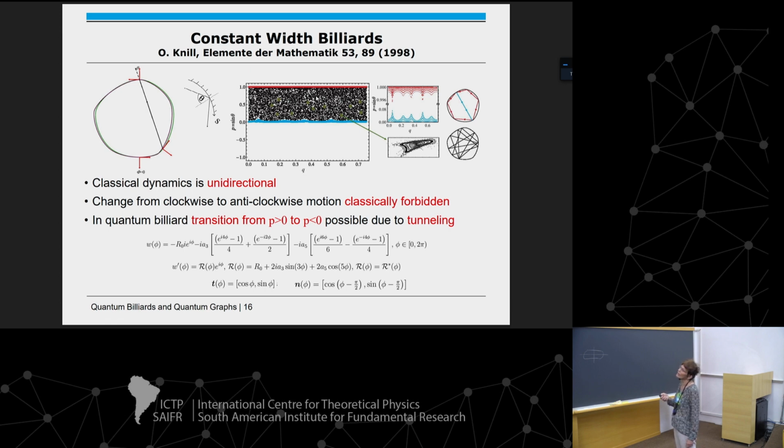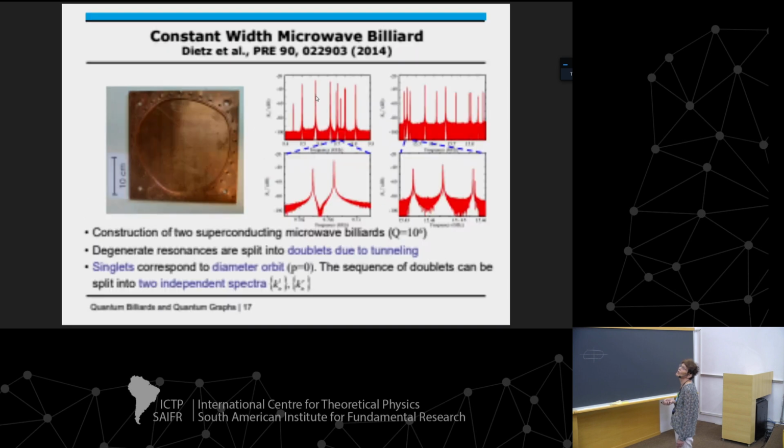I mean, this is what the boundary would look like in this case. It was proposed by Knill in 1998. So this is the boundary shape, and you can choose different values of A3 and A5. A3 must be completely imaginary, and then you can create all kinds of constant width billiards.